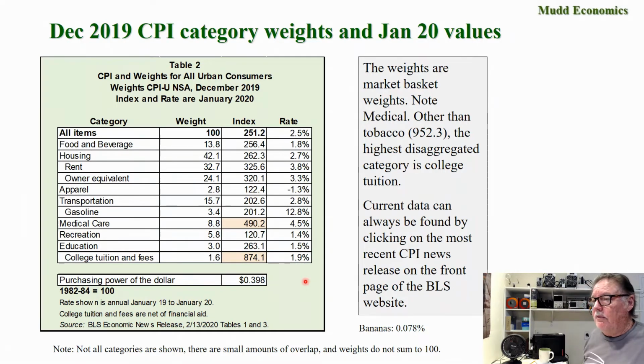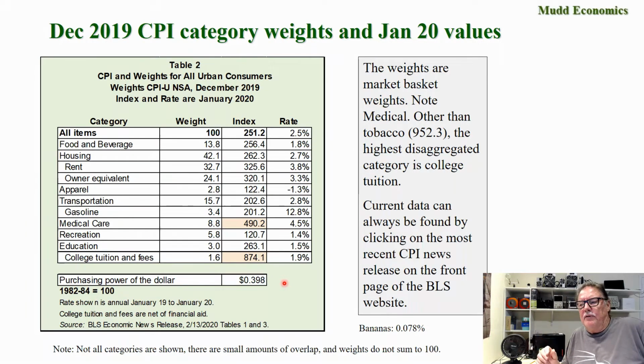Now, when you invert the all items index, 1 divided into 252, or 100, excuse me, divided into 252, this gives you a value that is the purchasing power of the dollar in 1982 through 84. And so you say, well, if the dollar in 1982 through 84 is equal to $1, then how much purchasing power does that dollar have in 2020? And the answer is it has about 40 cents.